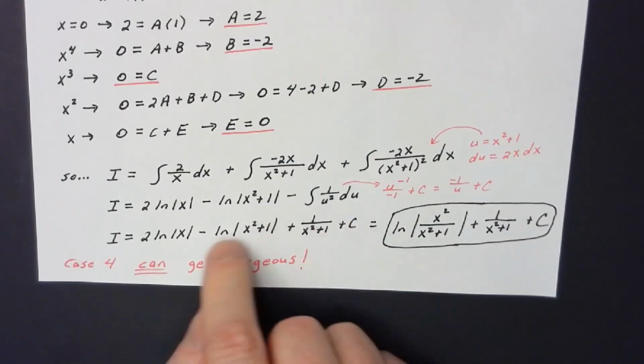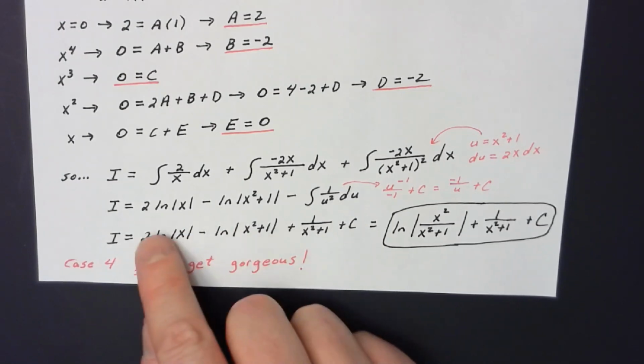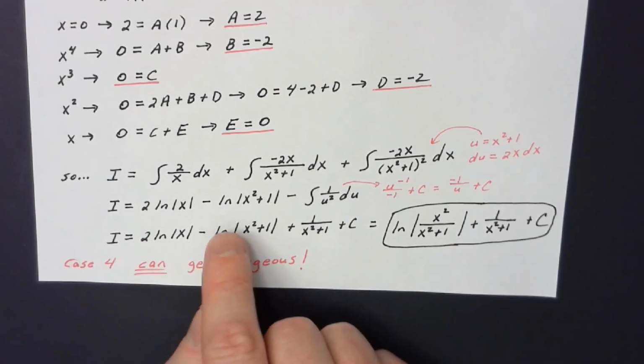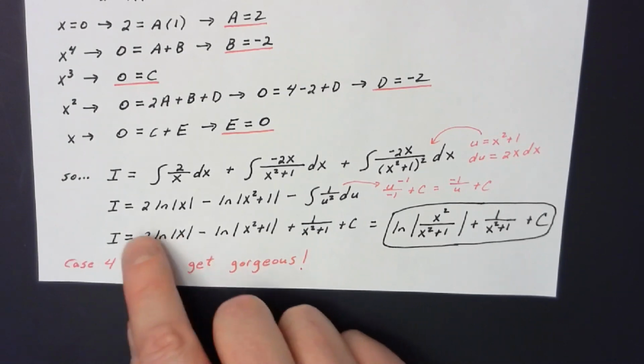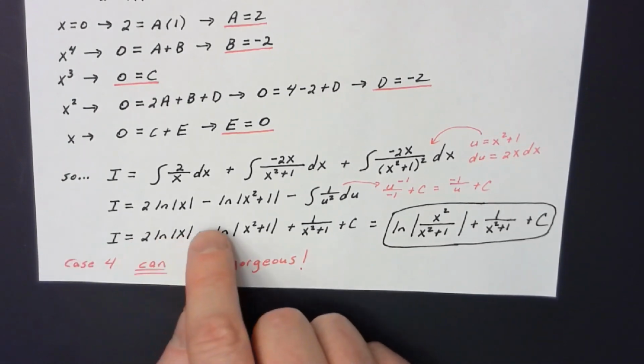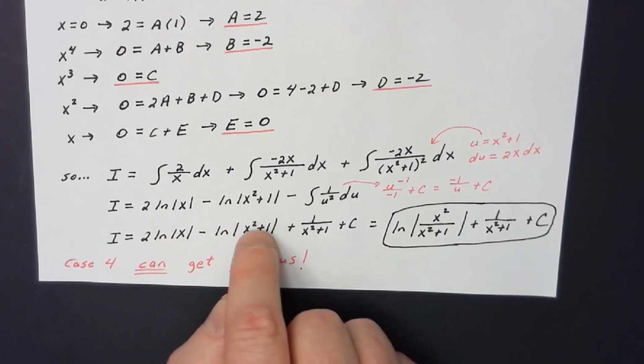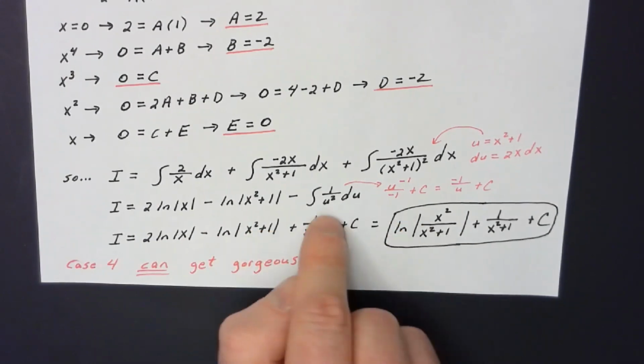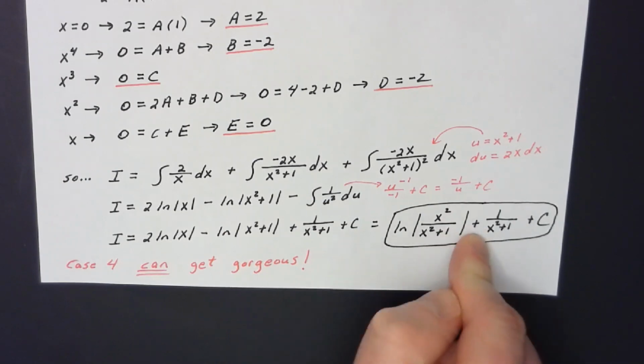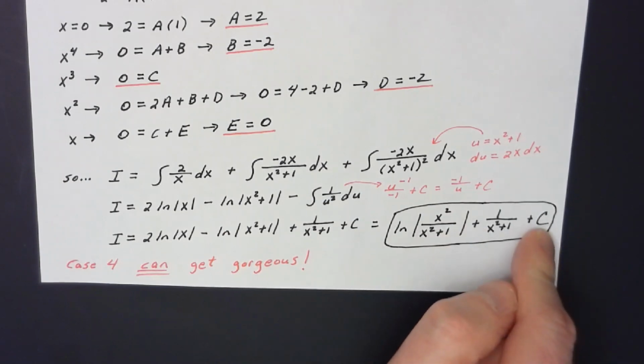To make the final answer, I just combine the two logarithmic functions, and I can say this would be the natural log of x squared, and then divided by the group x squared plus 1, and then we have plus our 1 over x squared plus 1 plus our constant of integration.